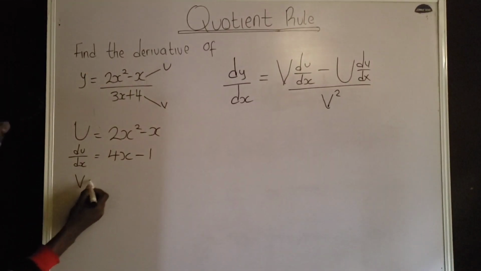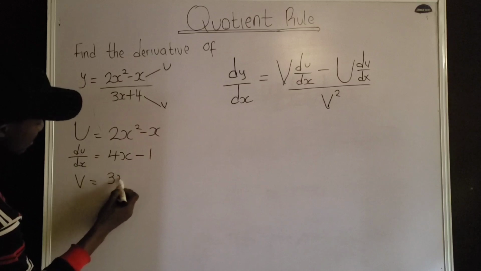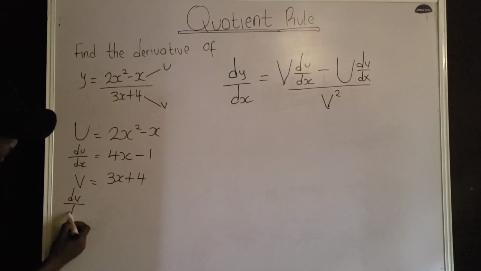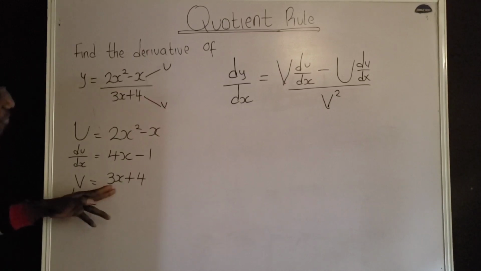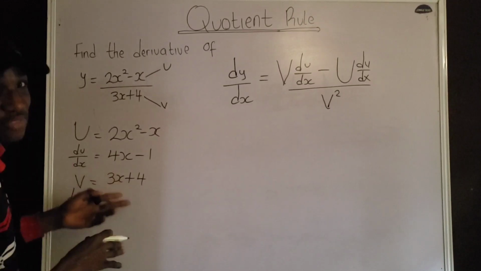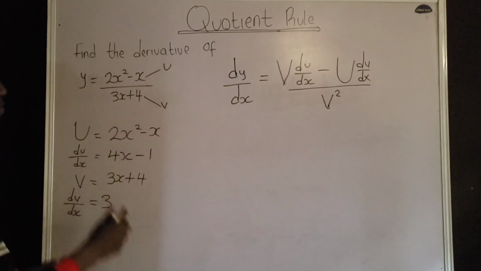Now v is equal to 3x plus 4. dv over dx is equal to, if you differentiate 3x using the power rule, you are going to get 3. And if you differentiate 4, you are going to get 0, so there is no need of writing that.